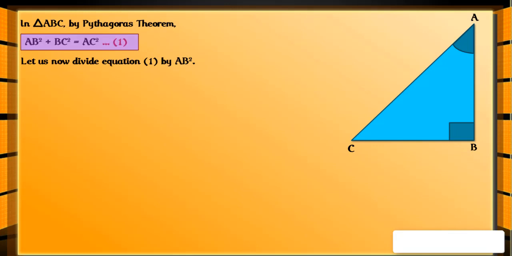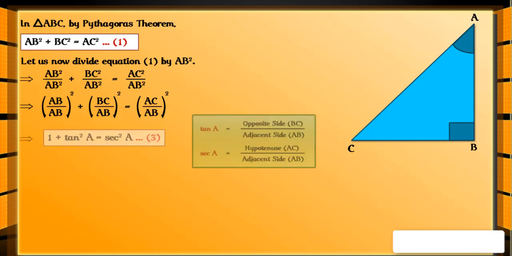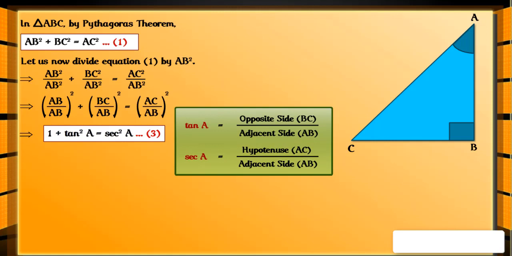Let us now divide equation 1 by AB square. We get AB square upon AB square plus BC square upon AB square is equal to AC square upon AB square, which implies (AB upon AB) whole square plus (BC upon AB) whole square is equal to (AC upon AB) whole square. This gives 1 plus tan square A is equal to sec square A. This is now equation 3.